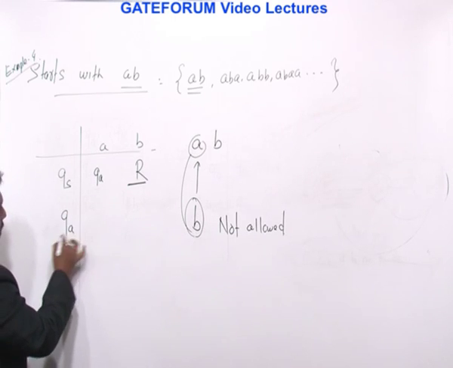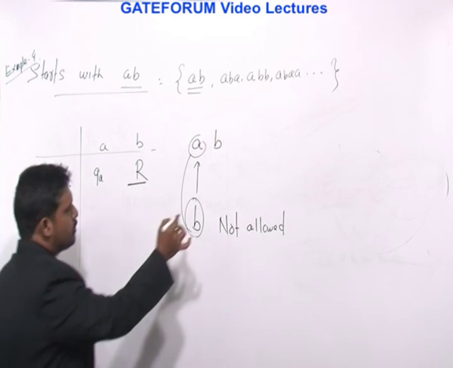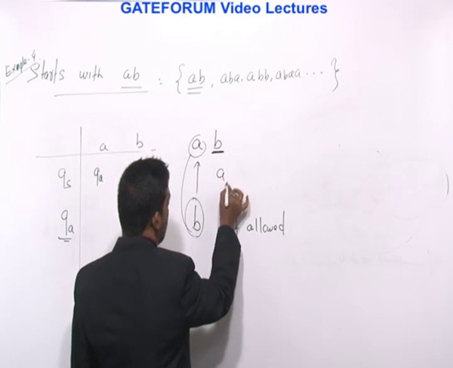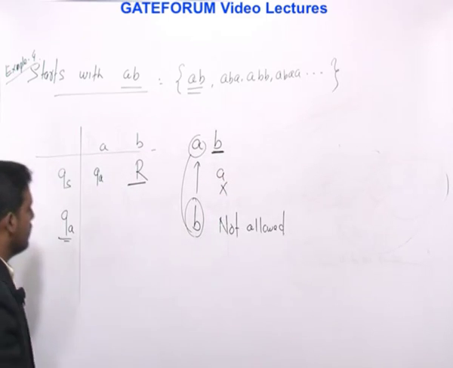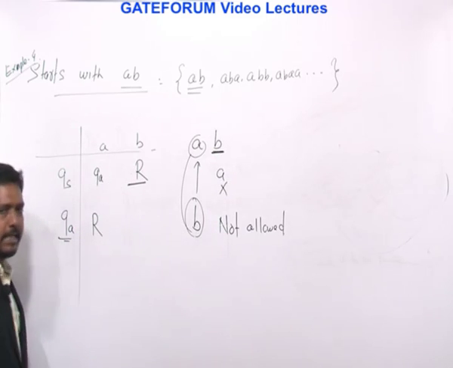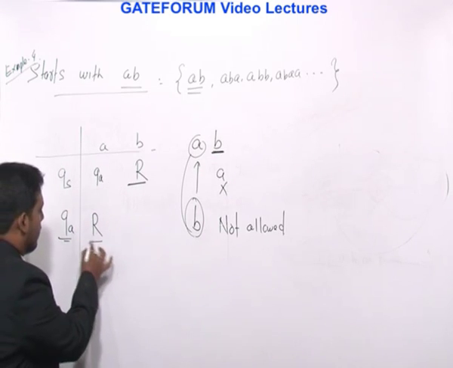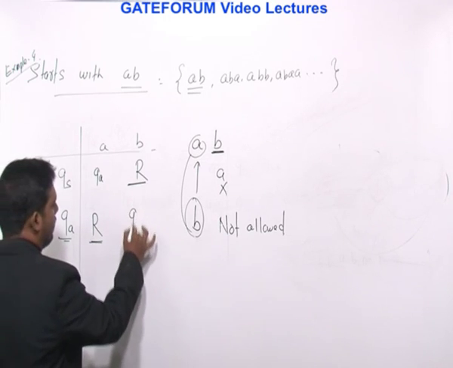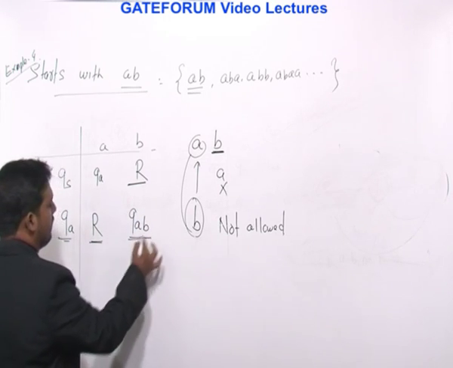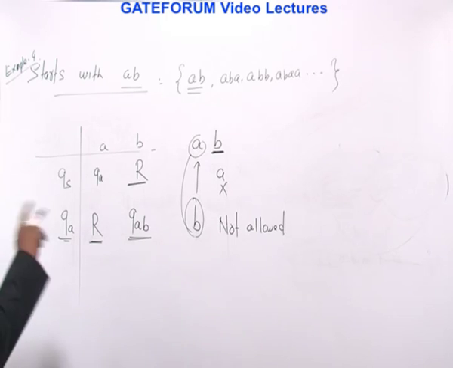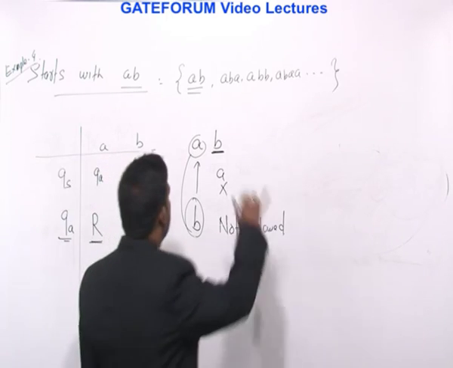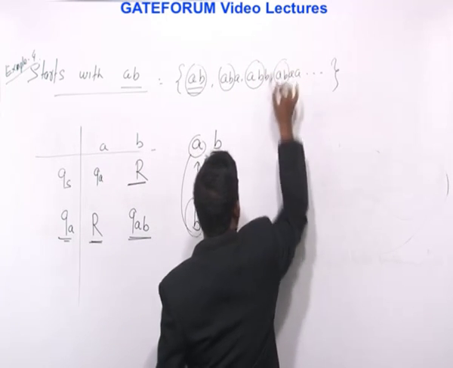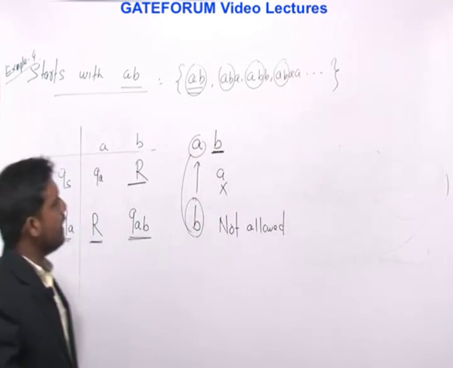Now QA on input A, the second alphabet is also restricted. The first alphabet cannot be B, the second alphabet cannot be A. So again it is not allowed, and what we need to do in this case is reject it. Reject state, dead state, or trap state. QAB, fine. In QAB, the first two alphabets are restricted. When I write these four or five strings, you understand that none of them contain any other symbol than A and B.